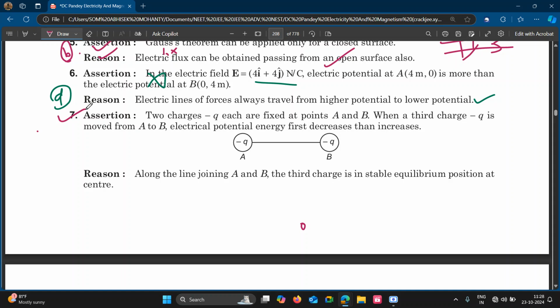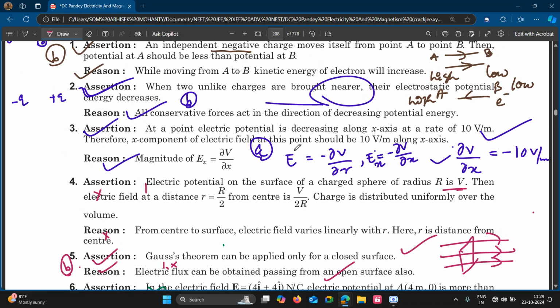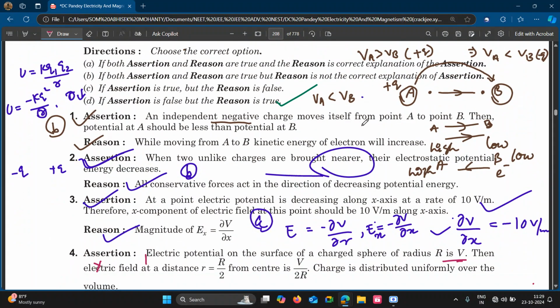Okay, done. Let's check. Two charges minus q are fixed at points A and B. When a third charge minus q is moved from A to B, electric potential energy first decreases then increases. Two charges here. Third charge minus q moves from A to B. Electric potential energy first decreases. Okay, this one is kind of similar to the first question, if you see.